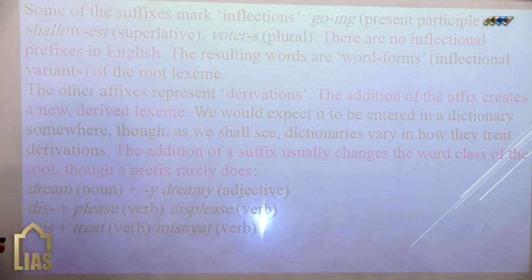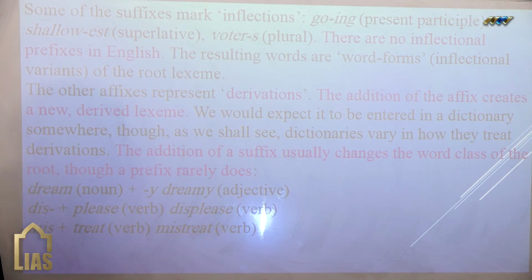Derivations, very important, especially in the English language, unlike inflections. The addition of the affix creates a new derived lexeme. So, in inflection, we just show that the verb is third person present, or present participle, we add ing, or plural S, or the possessive S. But here, no. In inflection, we do not change the meaning of the lexeme. But in derivations, the addition of the affix creates a new derived lexeme.